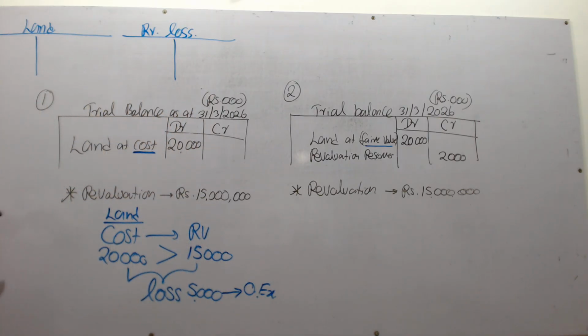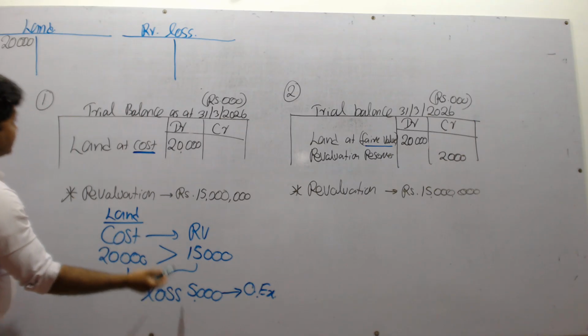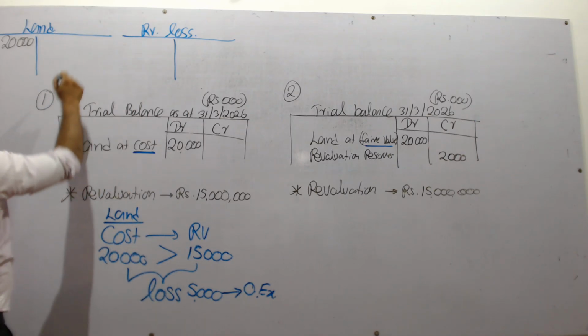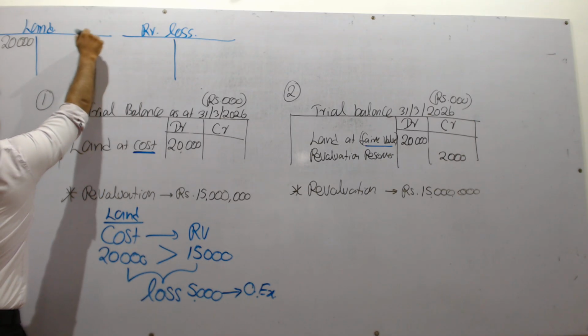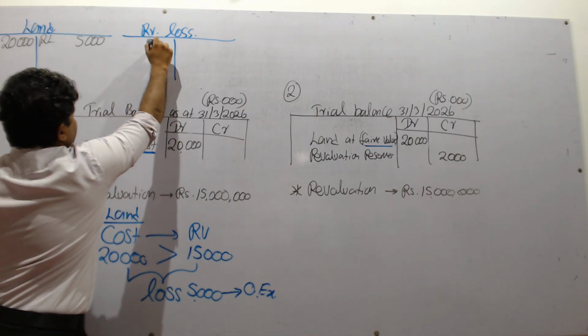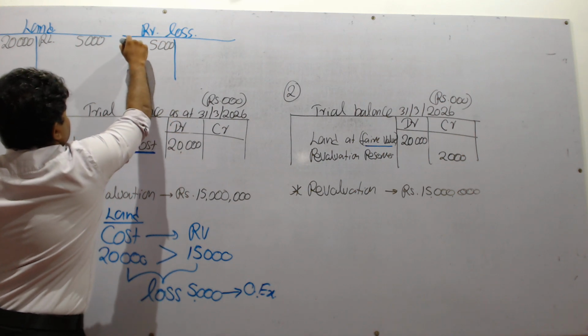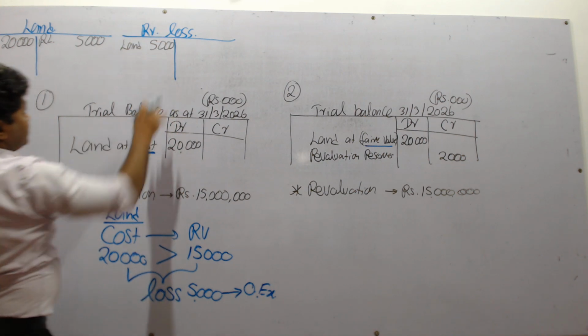From the beginning, the land account balance is given as 20,000. That value should be recorded on the debit side as a balance brought forward. Then the loss equals 5,000. The effect is a land decrease. Double entry: land account credit 5,000 as a revaluation loss, and revaluation loss account debit 5,000 as land. Think, loss should be recorded under other expense.